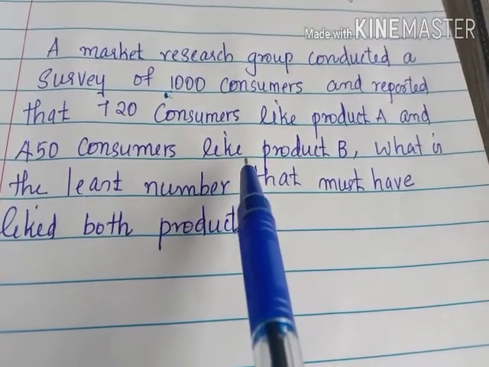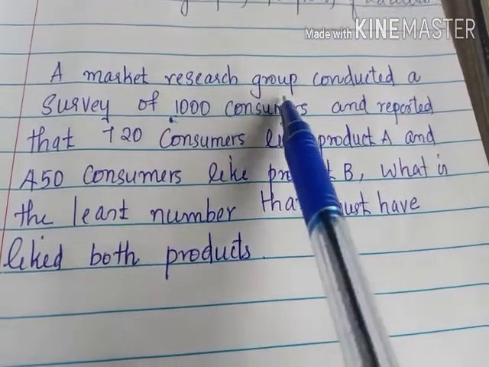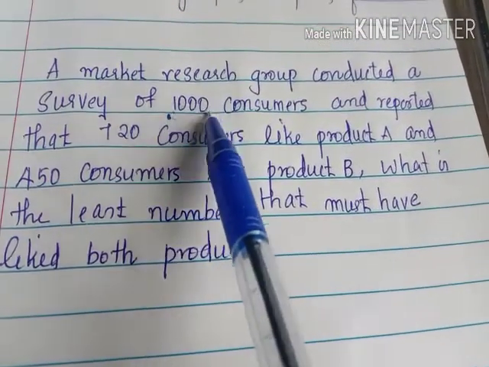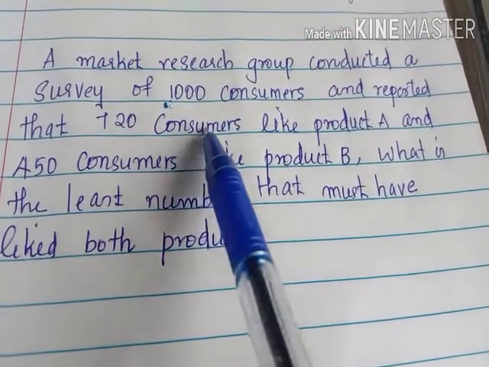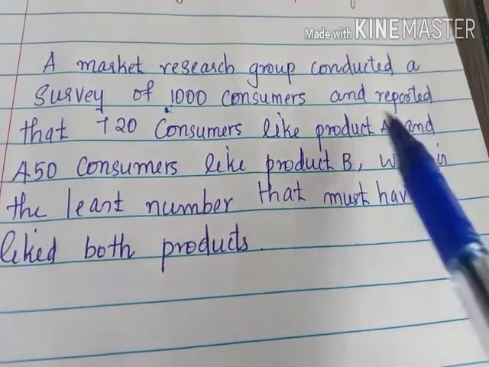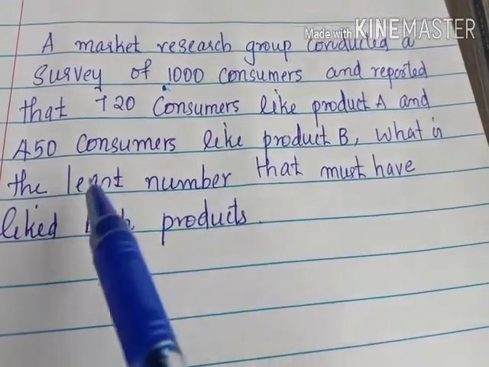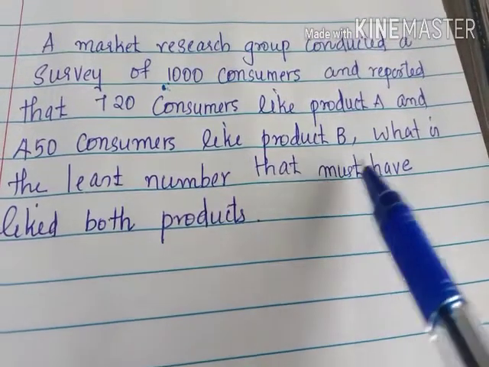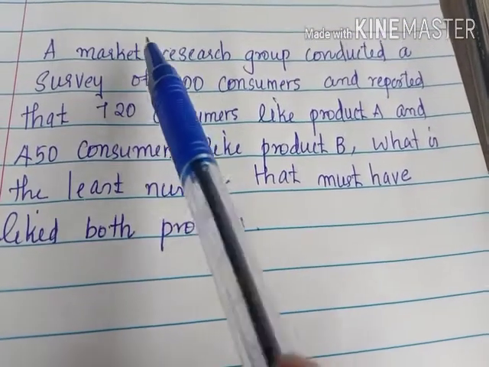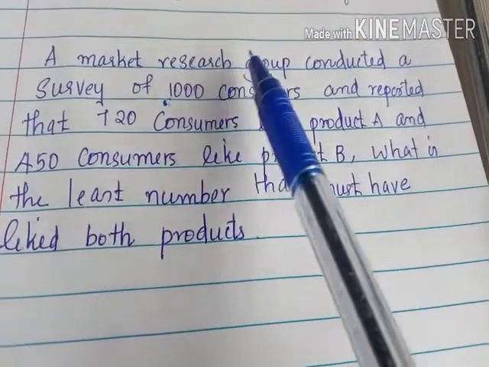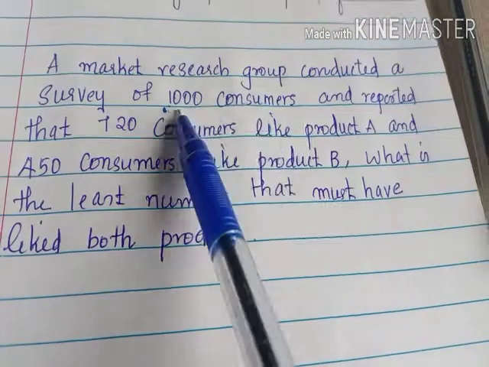Example 32. Okay, page number 25. A market research group conducted a survey of 1,000 consumers and reported that 720 consumers like product A and 450 consumers like product B. What is the least number that must have liked both products? Okay, so listen, a market research group conducted a survey of 1,000 consumers.